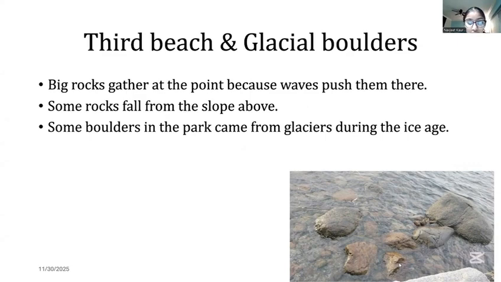Wave action pushes and moves rocks along the shore. Slope erosion causes rocks to fall from the cliffs above, and some rocks were left behind by glaciers thousands of years ago. The rounder shape of the rocks shows that the waves have smoothed them over time. This stop shows how strong the waves are in this part of Stanley Park.